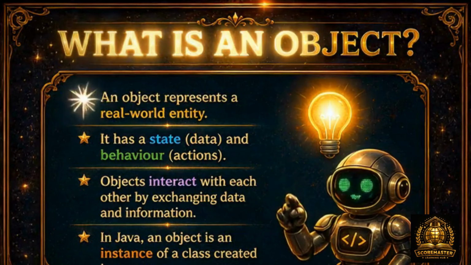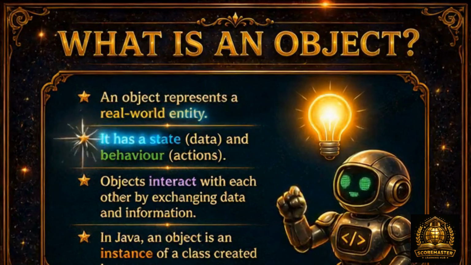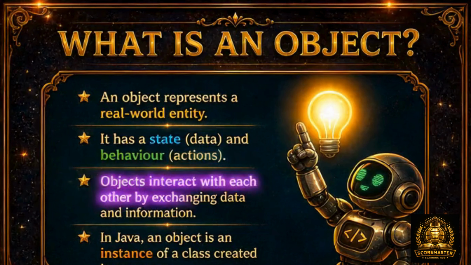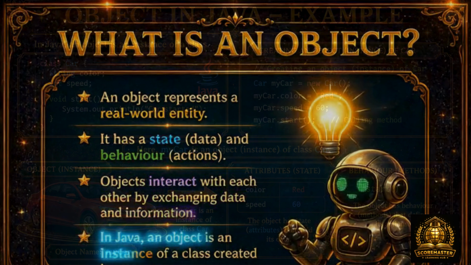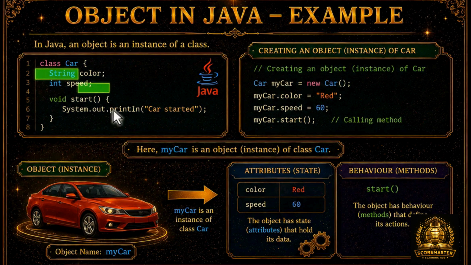An object represents a real-world entity. It has a state and behavior, and objects interact by exchanging data. In Java, an object is an instance of a class.